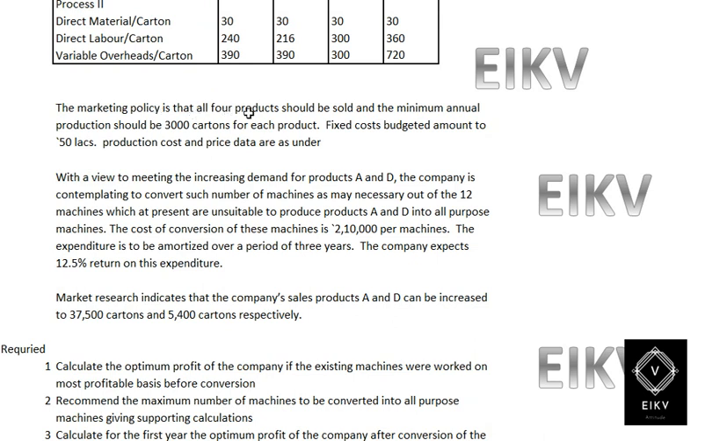The marketing policy is that all 4 should be sold and the minimum annual production should be 3000 cartons for each product. Fixed cost is budgeted at 50 lakhs. Production cost and the price data are as under.